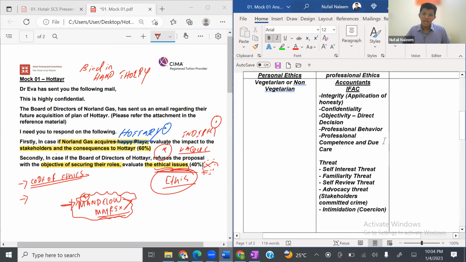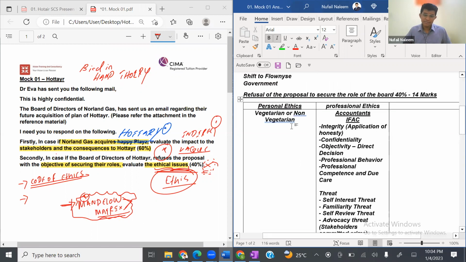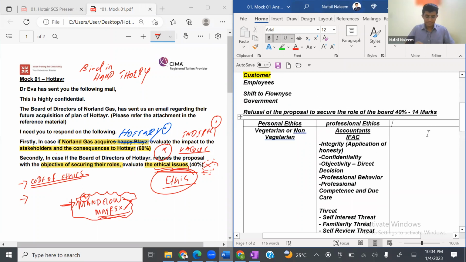So students, are you clear with professional ethics? Personal ethics is, for example, vegetarian or non-vegetarian. Professional ethics is your job, what you're doing. Doctors have their ethics, teachers have their ethics, army and police all have their professional ethics.